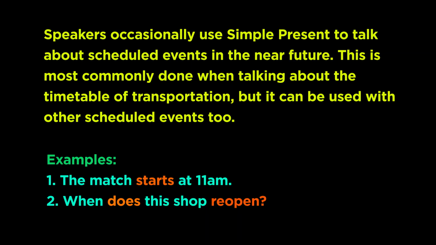Now look at the second example. When does this shop reopen? This means that this is a future event, but the shop will be opened in the near future and it often opens at the same time. For that reason, we have used simple present tense here.